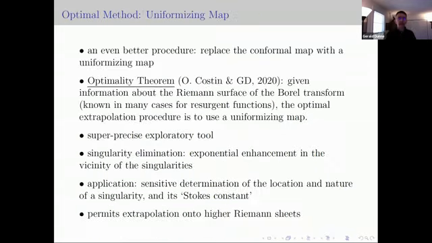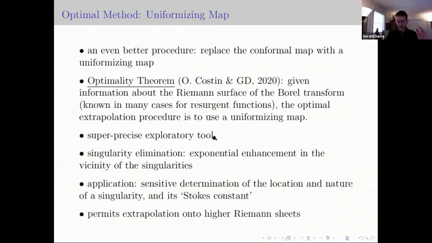It turns out there's an even better procedure that I'm not going to talk about today, which is that instead of this conformal map, using a uniformizing map, and Ovidiu Costin is going to give a seminar Thursday next week where he will discuss some of these questions and talk about this uniformizing map technique. These things give you a super precise exploratory tool.